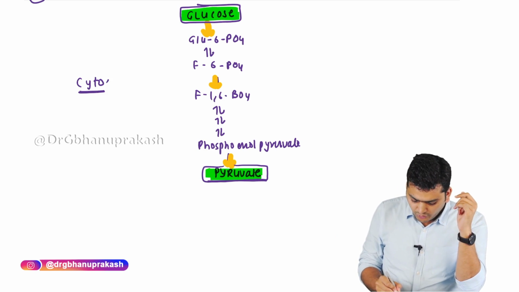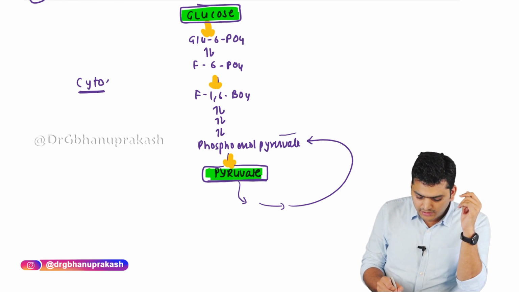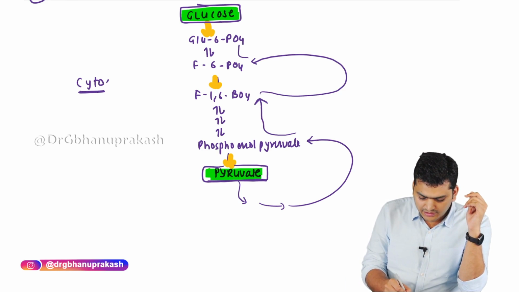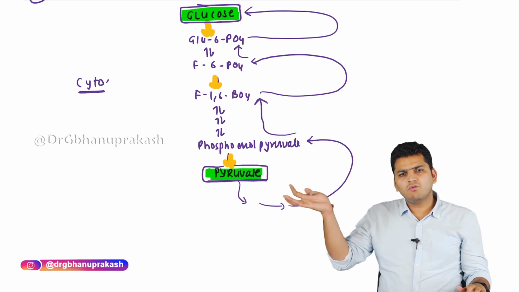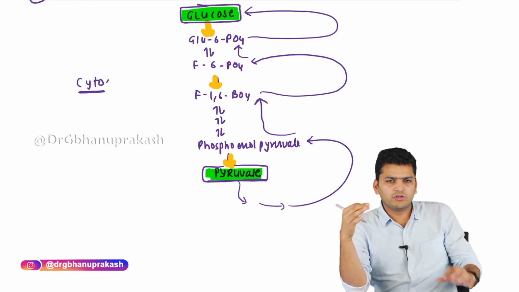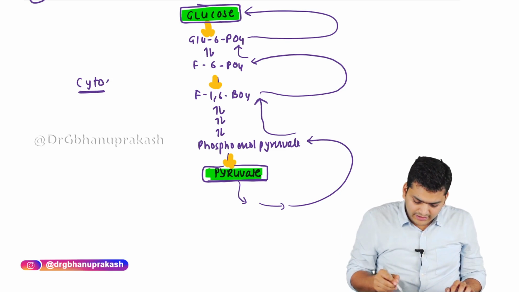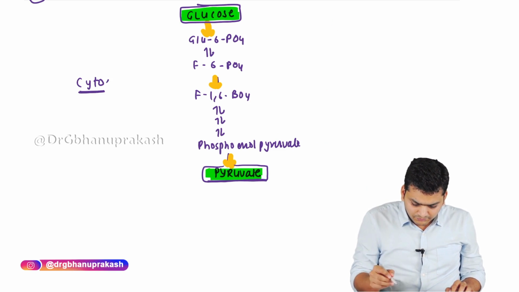Means what? From pyruvate, I will take the alternate route and reach here. Then I can use the same enzymes because these are reversible steps, until I get stuck here. Then again I will use the alternate route and reach here. Then again the same enzyme, then stuck, alternate enzyme, and reach here. So this is what we need to discuss in gluconeogenesis: what are the alternate steps by which we will bypass these 3 hurdles?